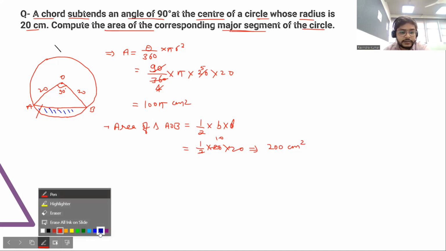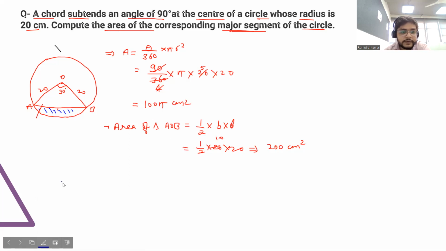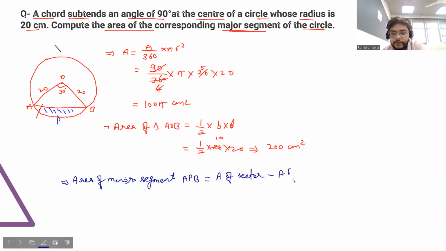Now just concentrate over here on what I'm doing right after this. I'm subtracting the area of the triangle from the area of the sector. So we will get the area of the minor segment. Let's say it is APB. So it will be area of sector minus area of triangle. So now it is nothing but 100 pi minus 200. So this will be our area of the minor segment.